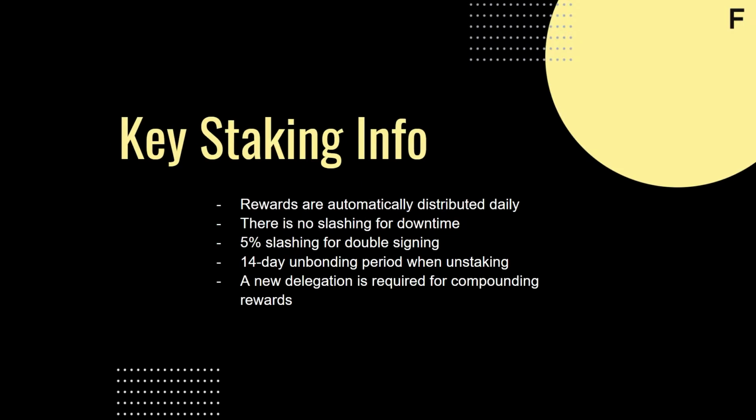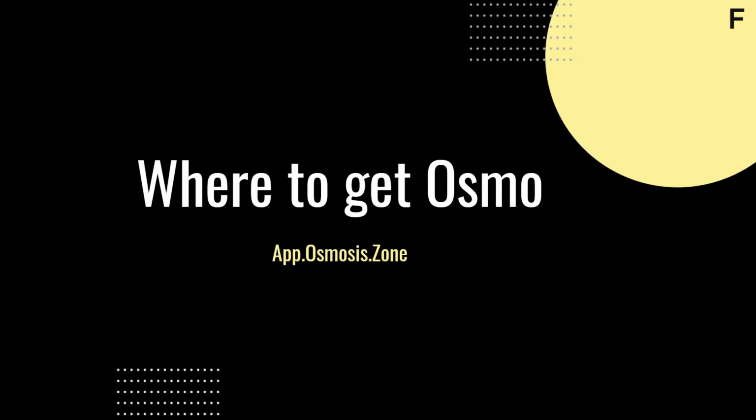Rewards are automatically distributed daily, and a new delegation is required for compounding rewards. There is no slashing for downtime, and 5% for double signing. When unstaking Osmo, there's a 14-day unbonding period, and during this time, no rewards are accrued. Now that we know what to expect, we can start staking Osmo on Osmosis.